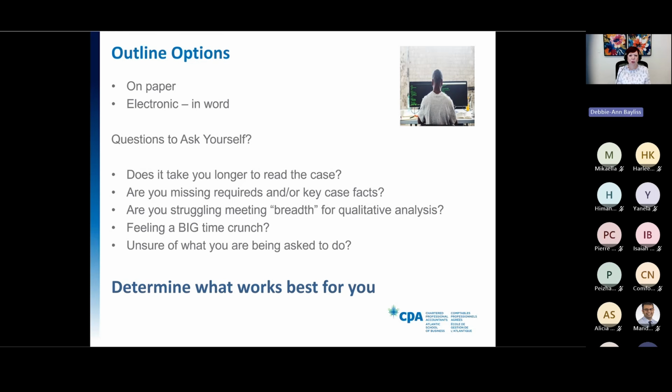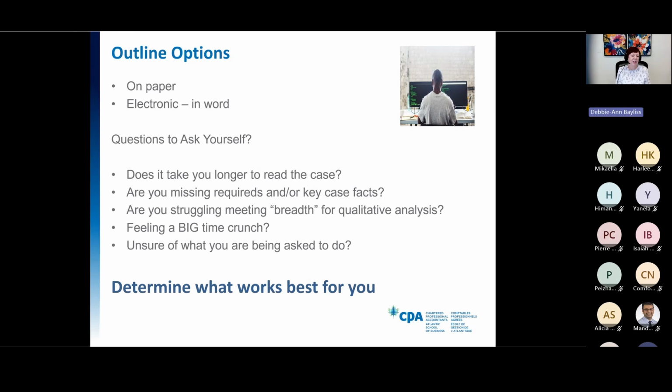When I coach candidates one-on-one, though, I do ask them to consider the following questions. Does it take you longer to read the case? Do you find that once you've started to write the cases that you're missing some of the requireds or you're missing some of the key case facts? Are you struggling to meet the breadth requirements? So the number of qualitative factors you need to identify based on the case facts. Are you feeling a big time crunch?